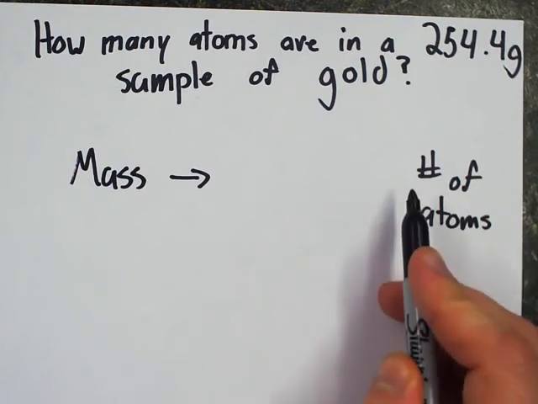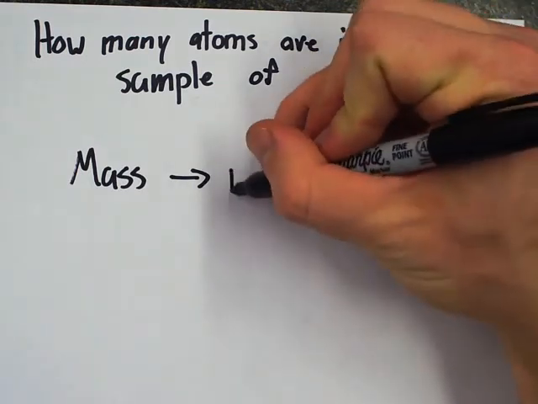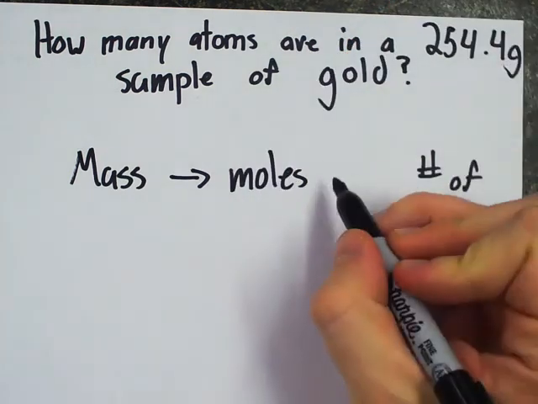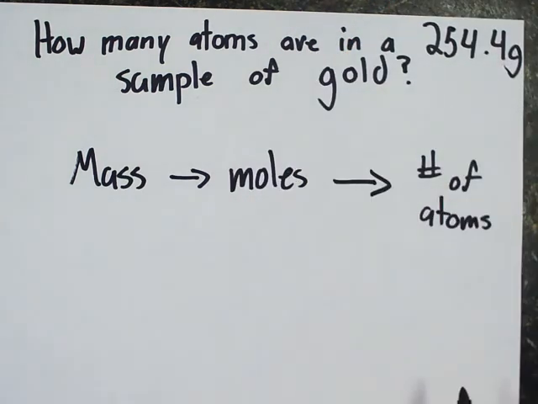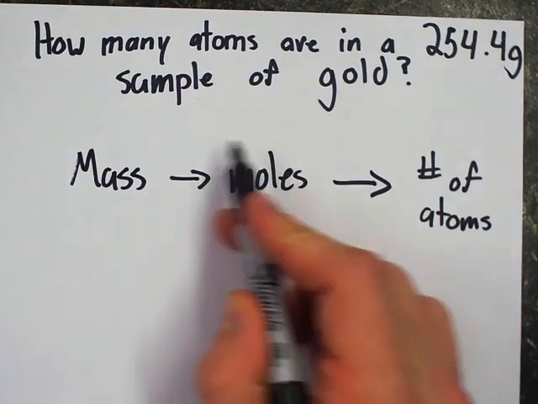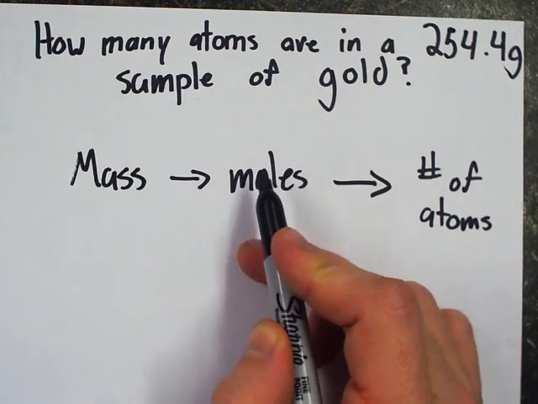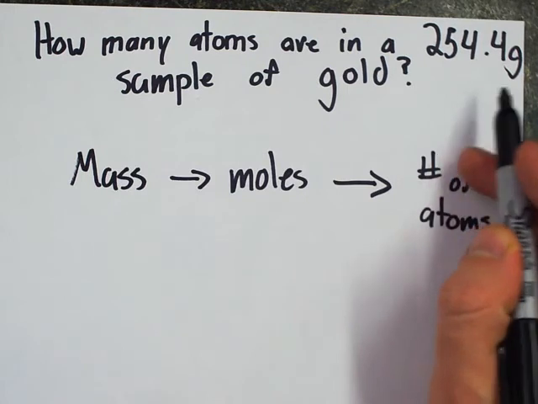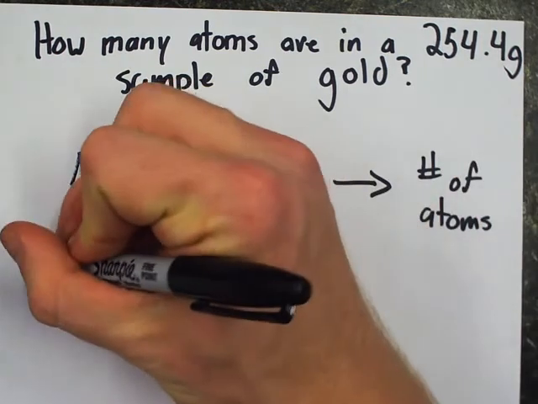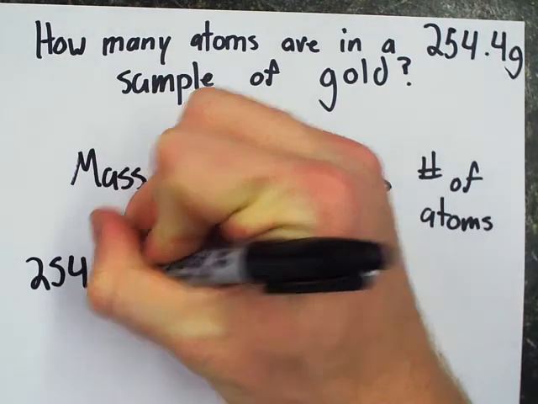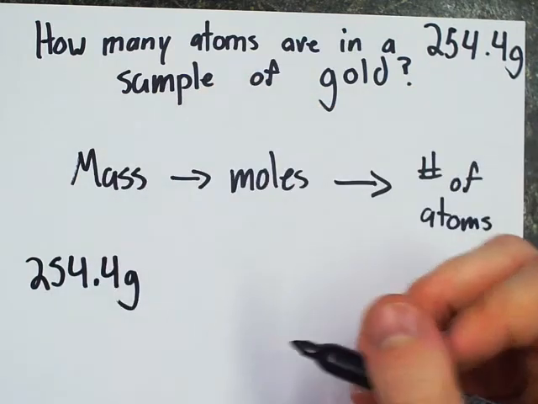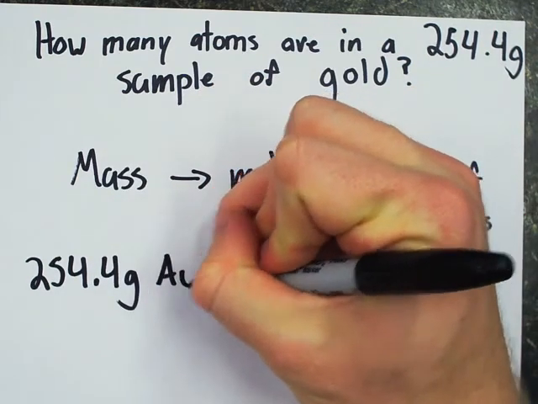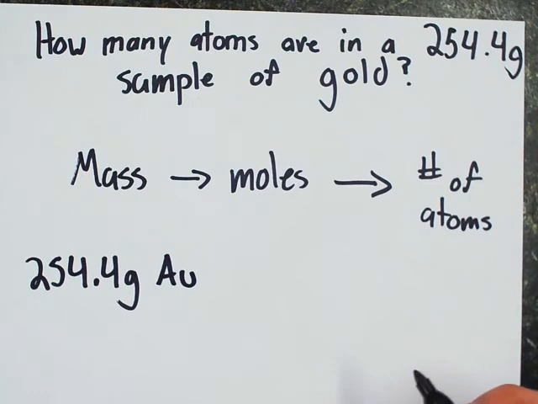We don't have a direct conversion for that, but we can go from mass to moles. And from moles, we can go to number of atoms. So that's what I mean when I say two-step conversion problem. We've got to go from a given mass to the number of moles of that atom, and then the number of atoms itself. So given 254.4 grams of gold, the atomic symbol for gold is Au.